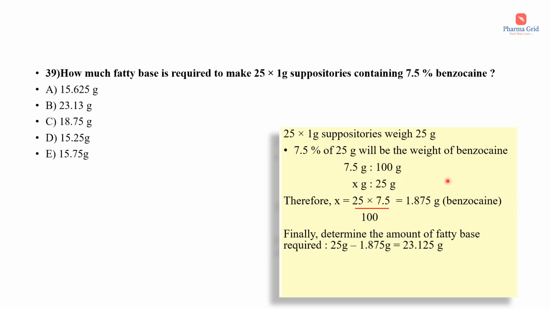Then what have they asked in the question? They have asked us to find out the amount of base required. So how will we calculate the amount of base? The total weight we know. The total weight of the suppositories is 25 gram minus the amount of the drug, 1.875 gram of benzocaine. So the total weight minus the amount of the drug will be equal to the amount of the fatty base required, that is equal to 23.125 gram. So here the correct answer is option B, that is 23.125 gram.